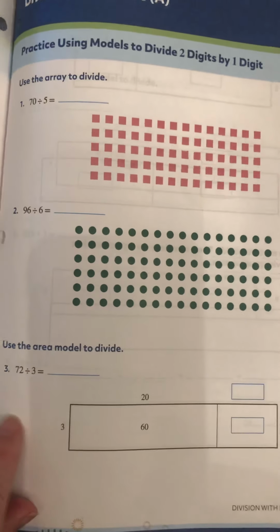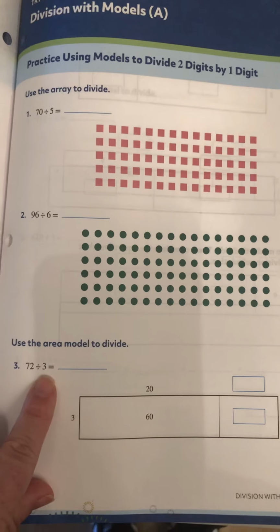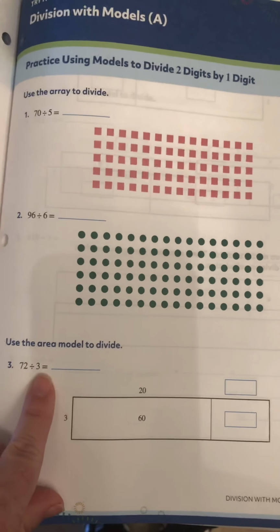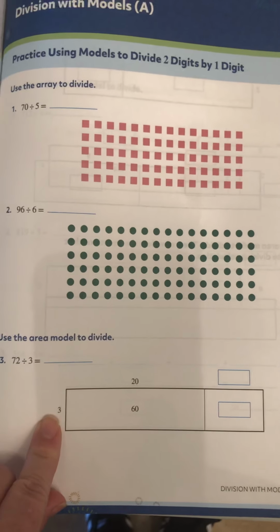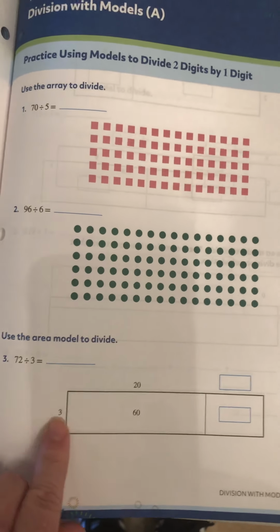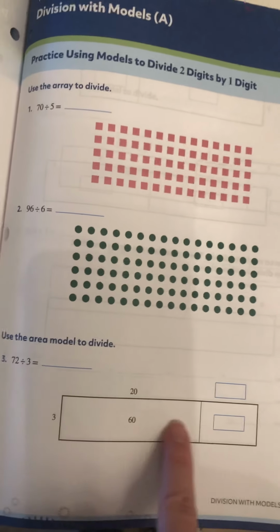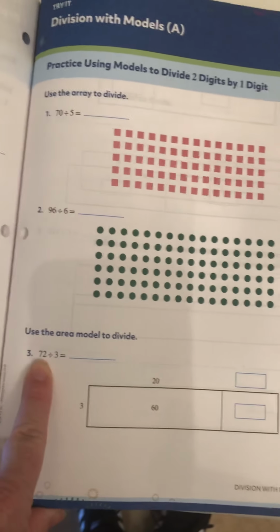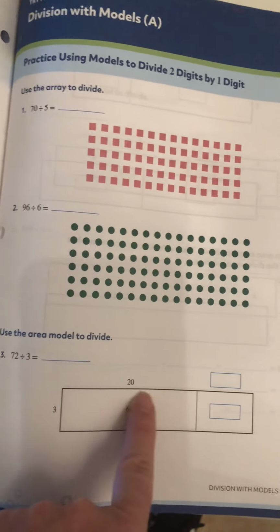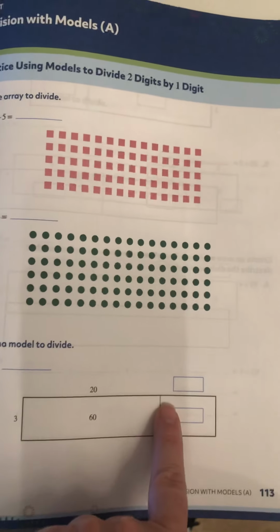So with that being said, we are using an area model to divide. Look at number 3, 72 divided by 3. This divisor, 3, is going to go on the side of your area model, okay? Inside this whole box of the area model, we are going to get to this number 72. That's where we are trying to get to, so 72 is going to go right inside here.